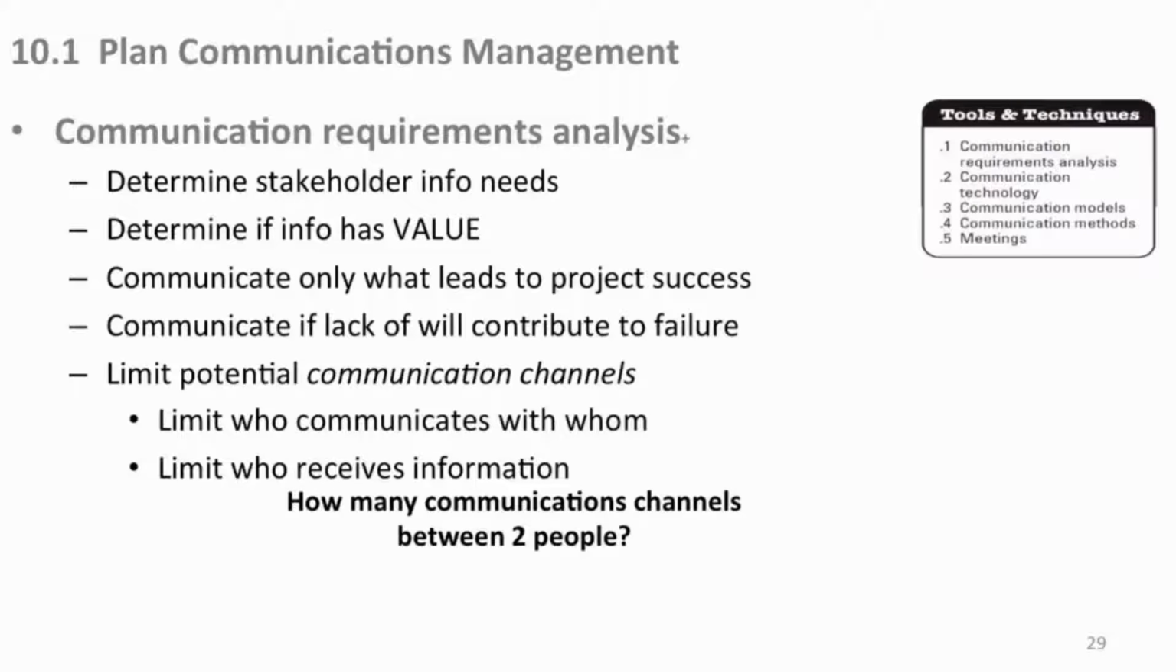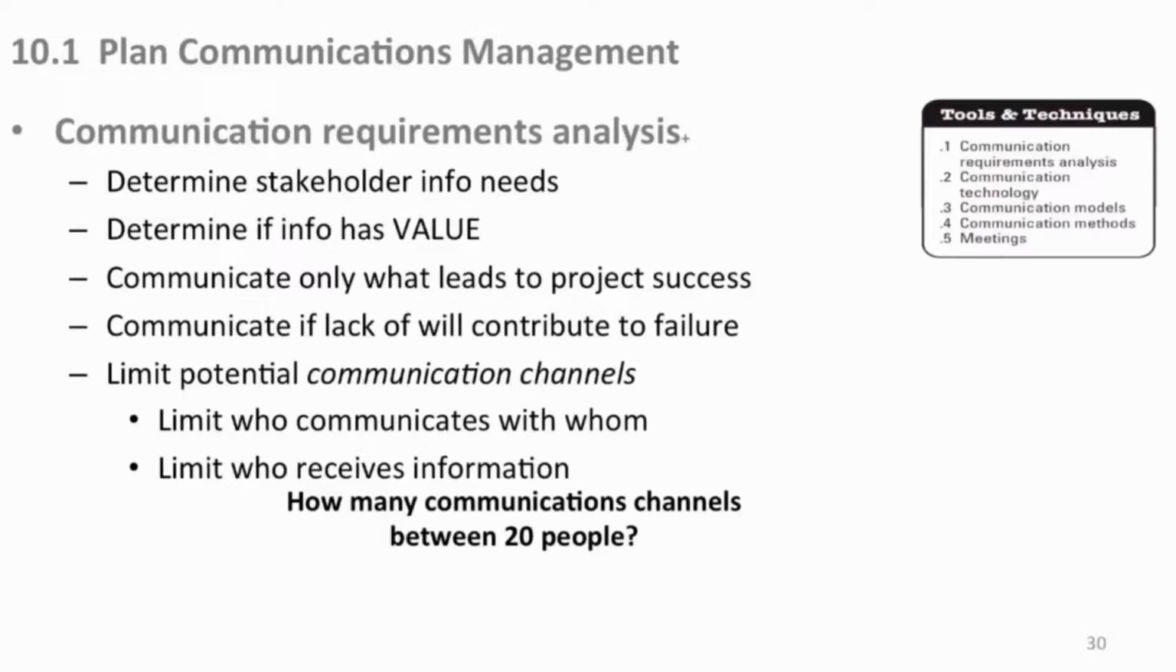But do it in as efficient a manner as possible. Limit who communicates with who. Okay, got to keep control of these things, keep it under control. Limit who receives information, right? Now, how many communication channels do you think there are between two people, between you and me? How many communication channels are there? Okay, you want to know? We'll show you. And then between 20 people, I think it's 20? Between you and me, 2, 1, 2, between 20, we don't know.